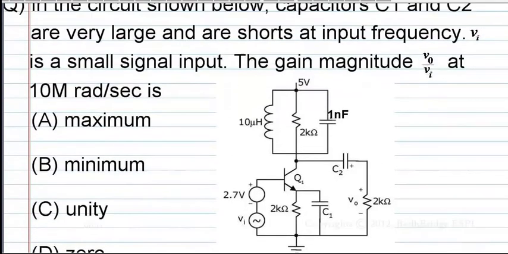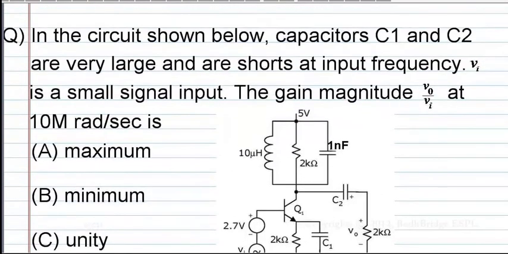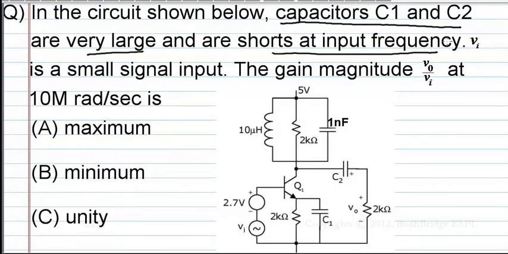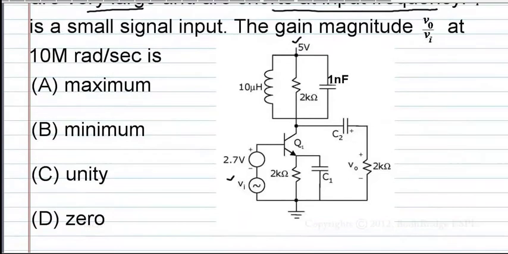This is a very important conceptual question. There are many concepts involved in this question. First of all, what do you mean by capacitors C1 and C2 are very large and are short at that input frequency? Here there are two inputs. First one Vi, and the second one the DC. Vi is the input and this is another one, DC. A DC source is always to be given for an NPN transistor for making it into active region. Okay, let us see each step.